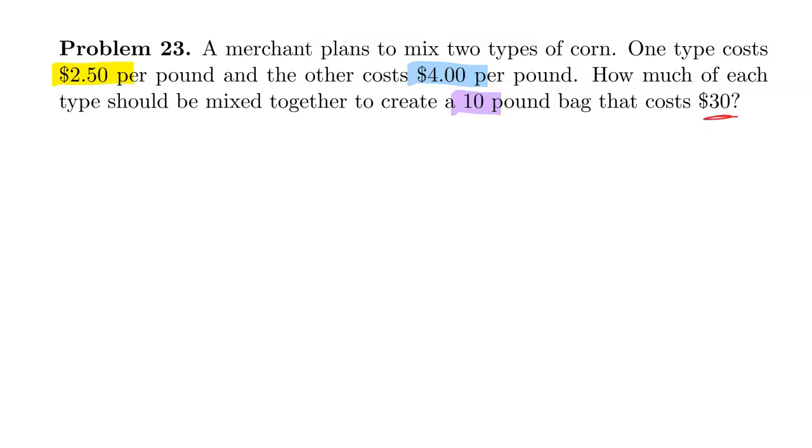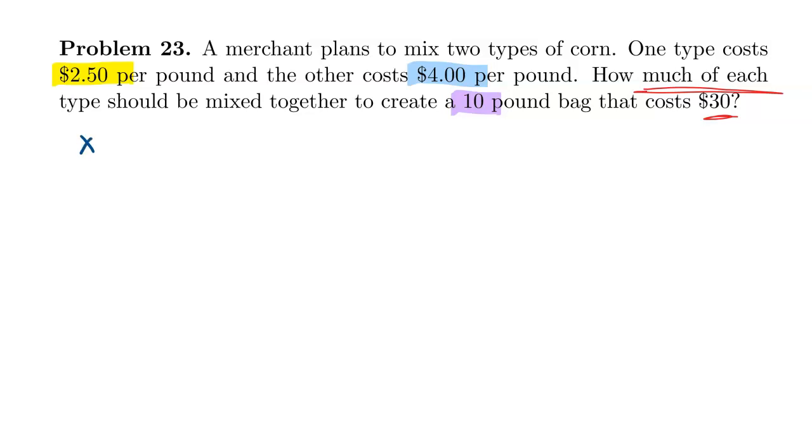So to solve this problem, I'd like to decipher the text, turn it into some algebraic equations, and then solve those equations. We're actually going to end up with a system of equations. A good place to start is to think about what we don't know. So what we're being asked to find is how much of each type should be mixed together. So let me start by creating variables for those unknown quantities.